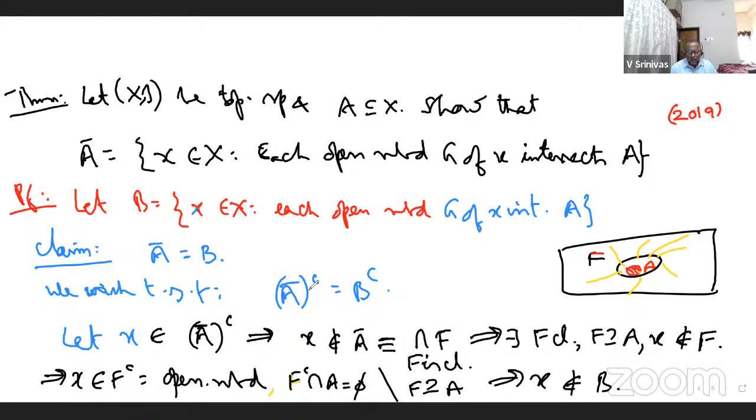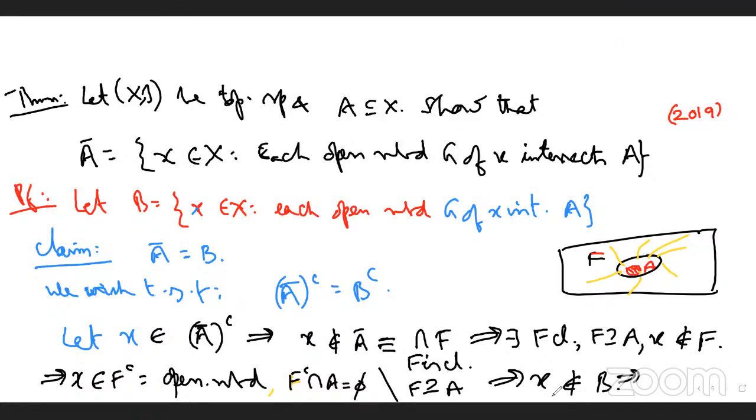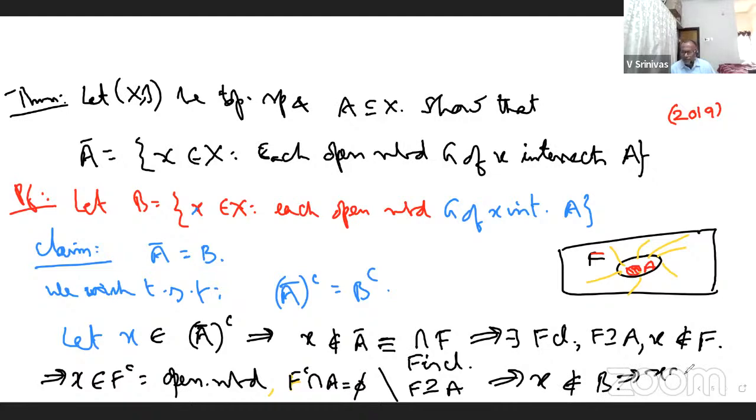So you started with an element in the left-hand side, and it is not in B, which means that element is in B complement. If X is not in B, X is in B complement. So you started with an element on the left-hand side and it is in the right-hand side. So this is a subset of this. Okay. Therefore, A closure complement is contained in B complement. Right?